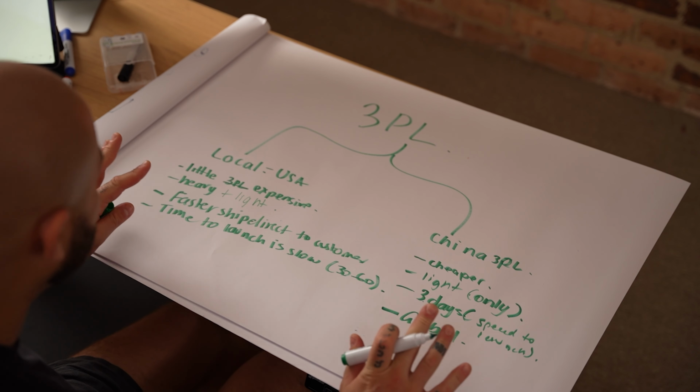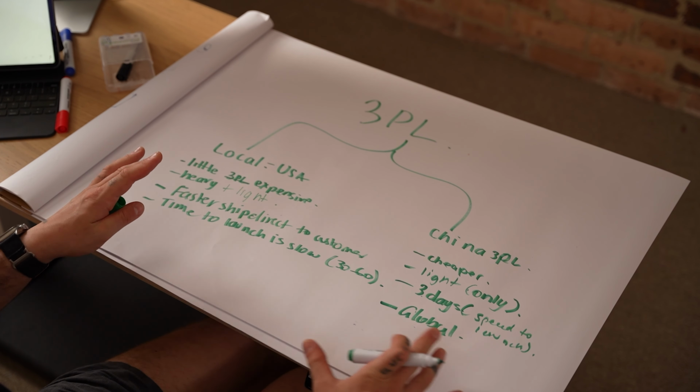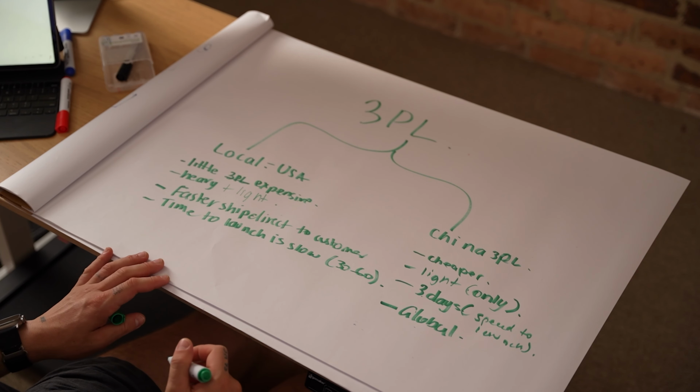My personal recommendation is this: if you're launching a brand with a small product, you're looking to launch ASAP, and you don't know which country you're going to sell in, you want to sell basically everywhere, I would go for a China-based 3PL. If you're selling a heavy product and you know your market is the US, then I would skip the 3PL in China and go directly to a 3PL in the US. Those are the two I'd recommend.